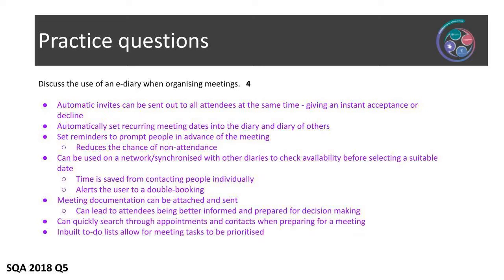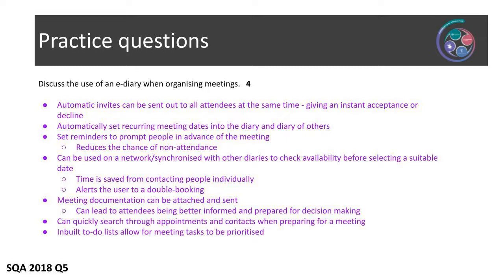Of course, having an e-diary can mean that it's available on the network or synchronized with other diaries to check availability. So before a date is picked, you can check that they would be available for then. There's now some functionality which automatically allows a scheduling assistant to look at the diaries and pick the best time. And so this saves time because you're not having to contact people individually. And it also alerts them if there's going to be some kind of double booking.